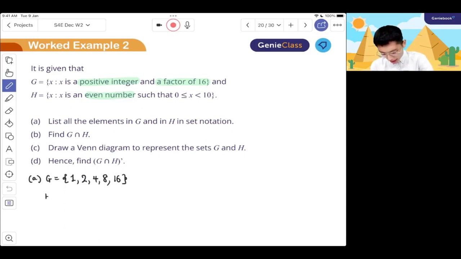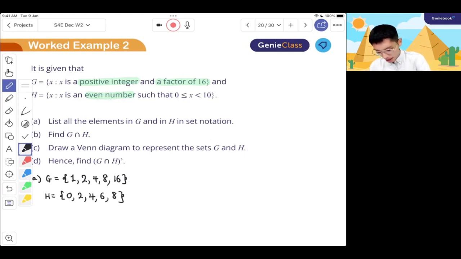H is an even number. In this case, I take note of 0 because there's an equality here, but I stop at 8. Why didn't I include 10? Because it's a strict inequality here. So that's why I did not include 10. And if I want to find the intersection.